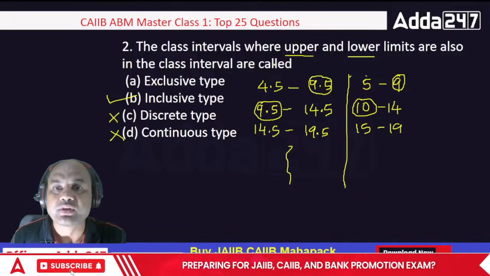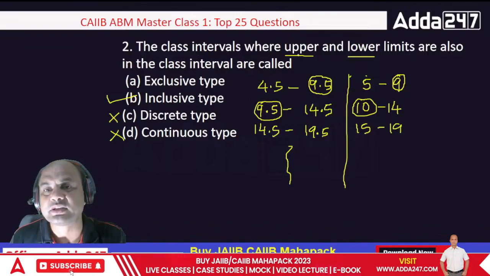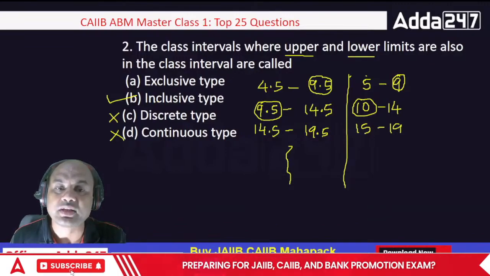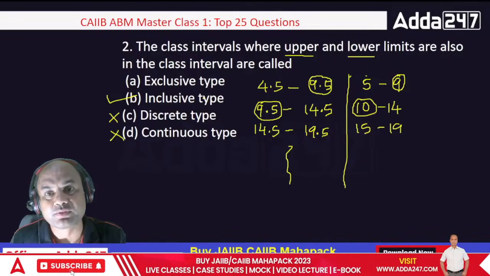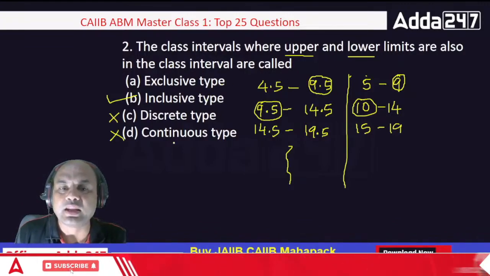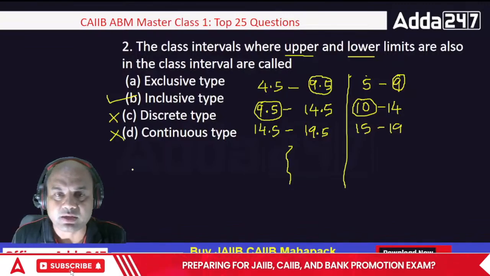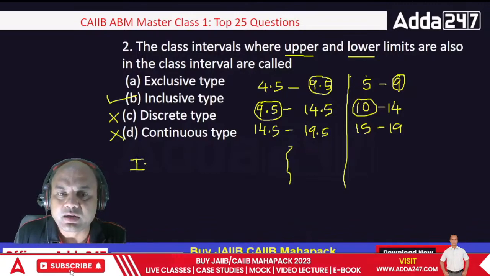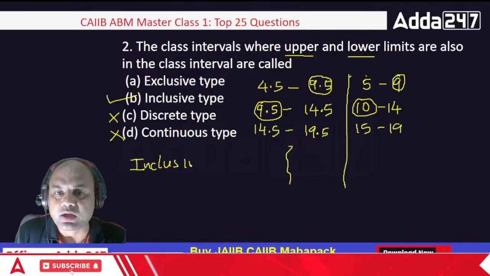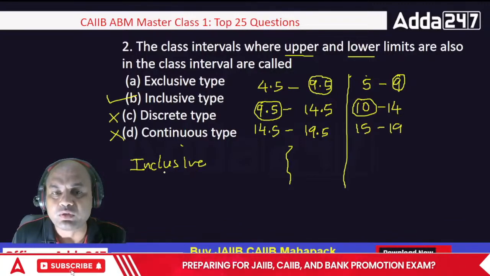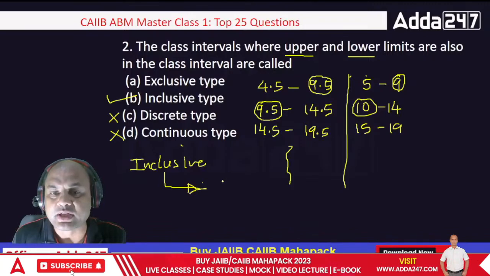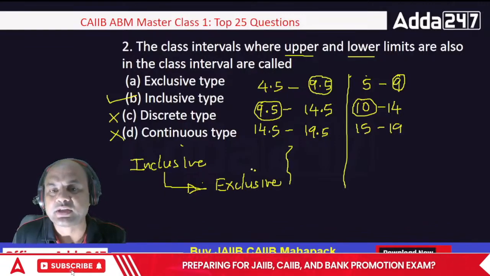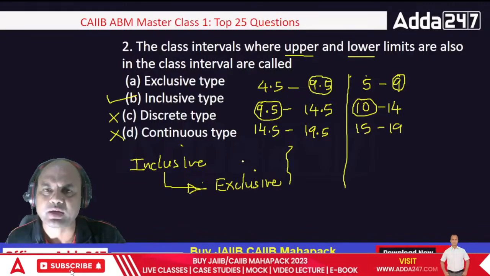That is the difference. So the answer to our question is that the class interval where upper and lower limits are also in the class interval is called inclusive. And one thing always remember, whenever you solve any numerical, you have to convert the inclusive type to exclusive. You have to change this to exclusive type whenever you solve any numerical.